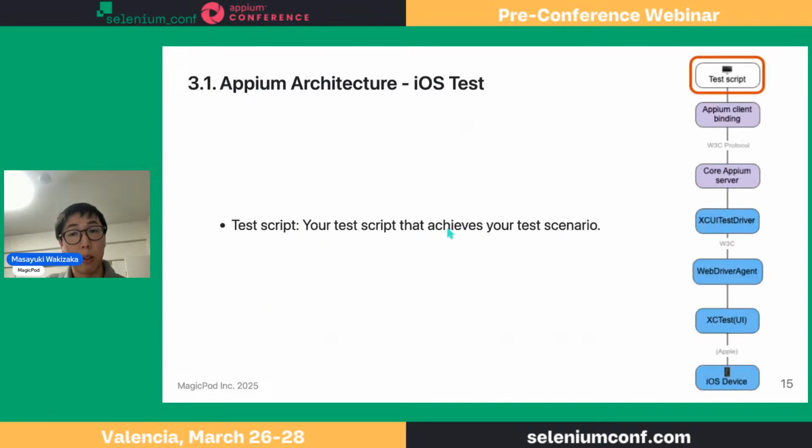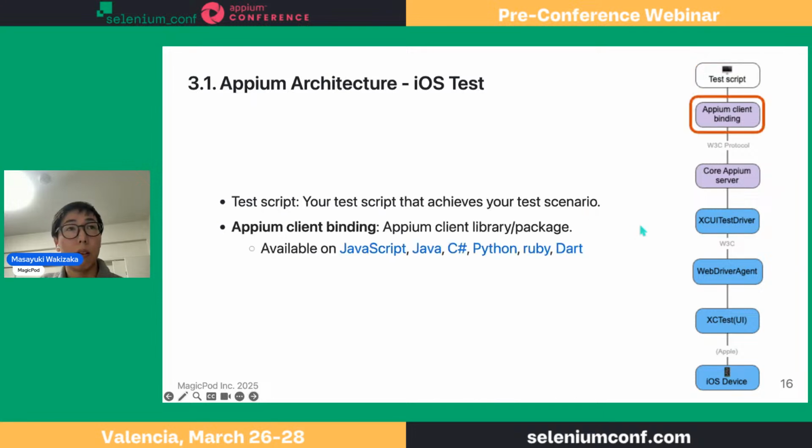There are several key components, and at the top of the hierarchy is the test script that implements your test scenario. And next you most likely use an Appium client binding. It is a library, an Appium client library or package, which is convenient for developing Appium tests. There are some languages you can use for developing your test script: JavaScript, Java, C Sharp, Python, Ruby, and Dart.